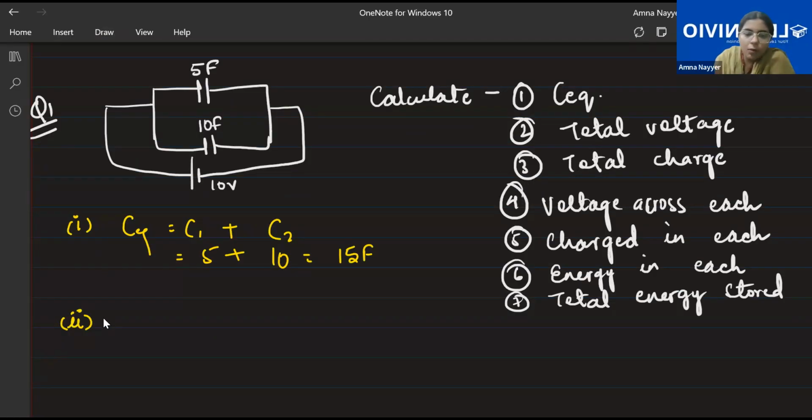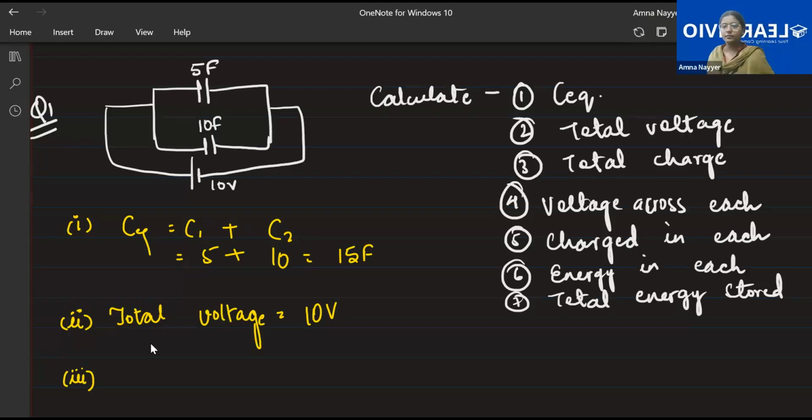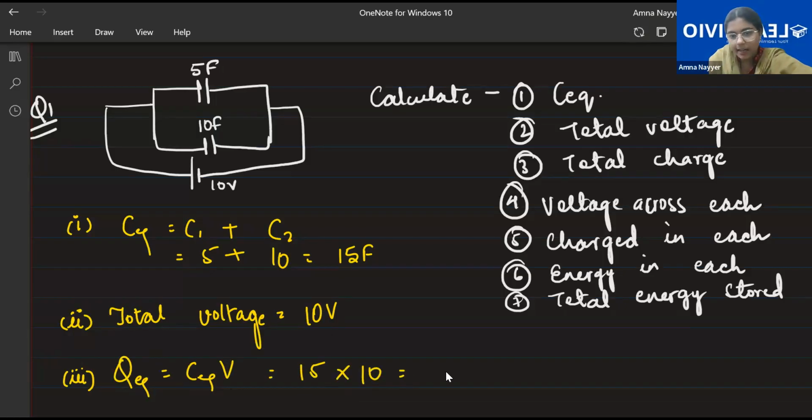10. Total voltage will be 10 volt. Okay, can you tell me about total charge? How to calculate? This is the method. Q is equal to CV. Q equivalent will be C equivalent into V. C equivalent is 15, total voltage is 10. So this becomes 150. Okay. Next part, voltage across each.